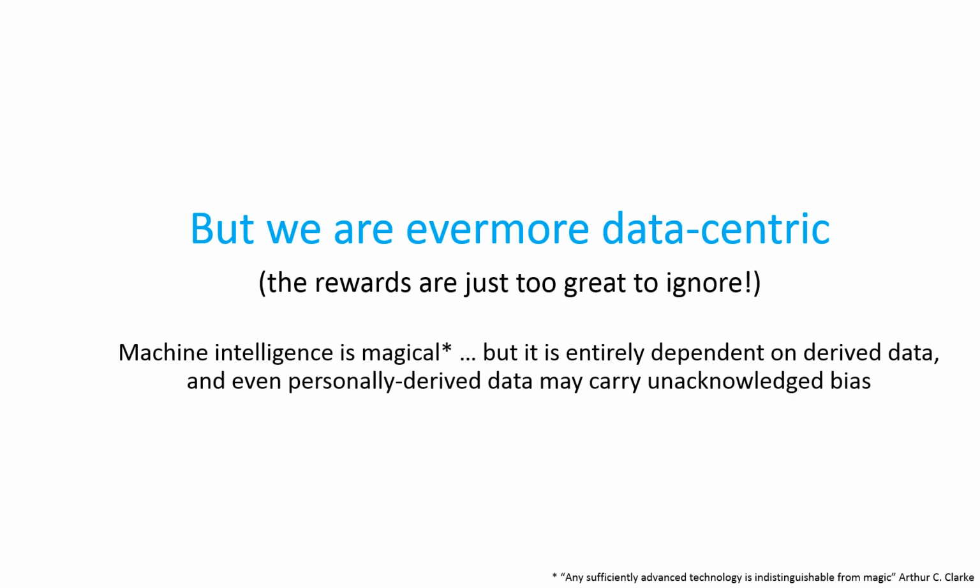But we are ever more data-centric. The rewards are just simply too great to ignore. Machine intelligence is magical in the Arthur C. Clarke sense of that word, but it is entirely dependent on derived data, and even personally derived data may carry unacknowledged bias.